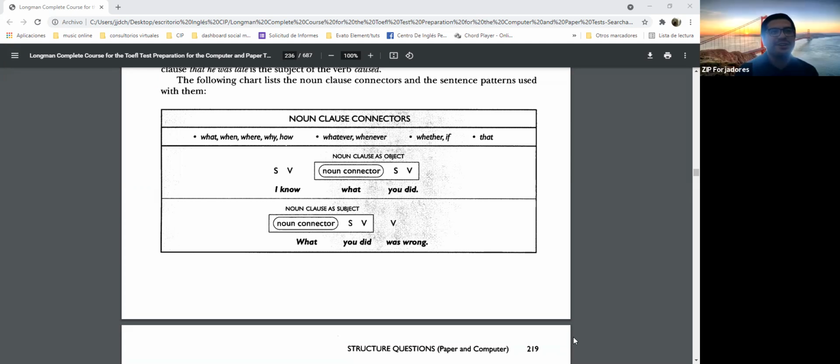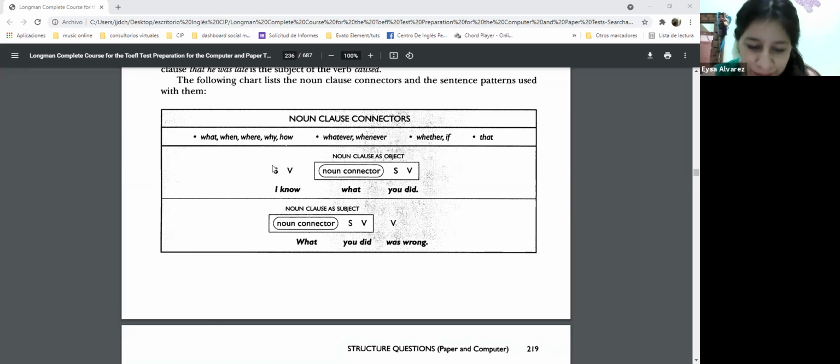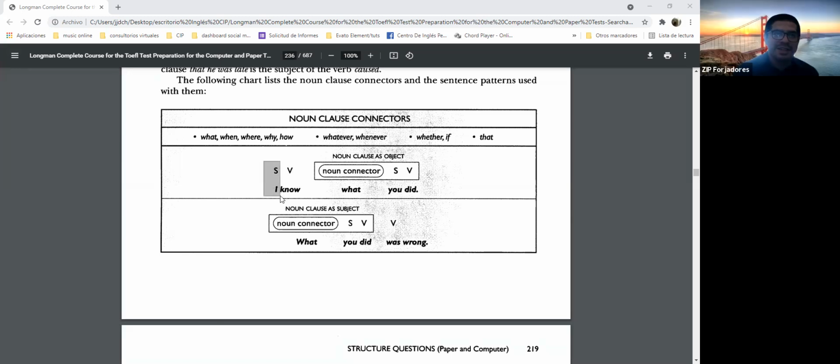You are going to see also these WH words in other clause connectors, but in the first ones that we are seeing, the noun clauses, we are going to use these ones, okay? So if you notice the structure, we have subject verb, that is the main subject of the sentence. Then we have the connector and subject verb. And this noun clause is acting as the object of the verb know. This is very important. If you have questions, let me know.